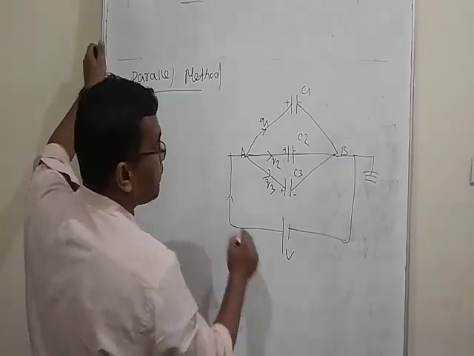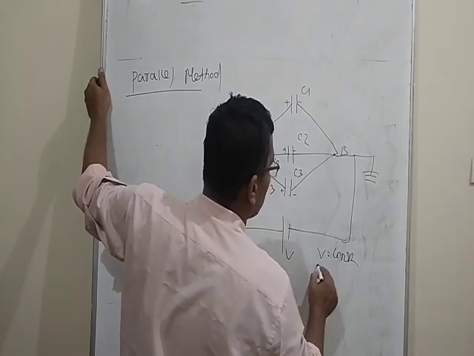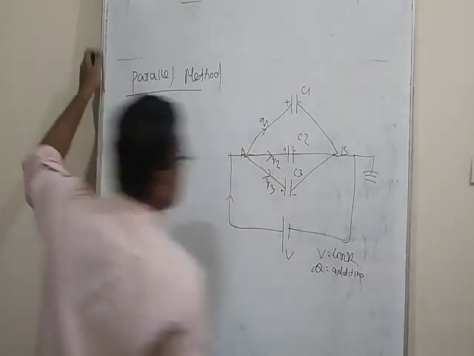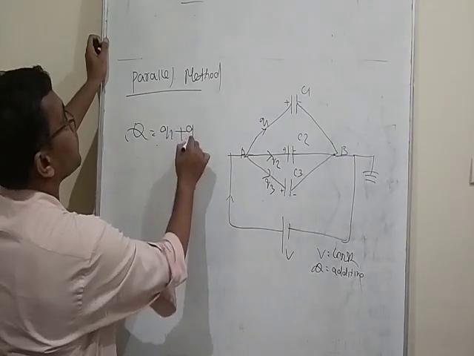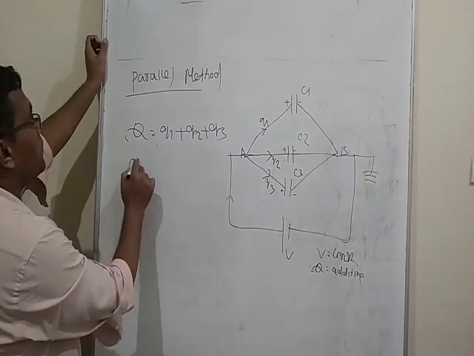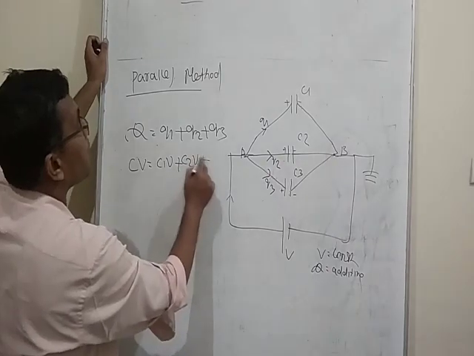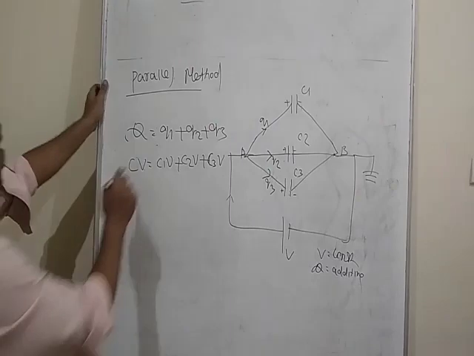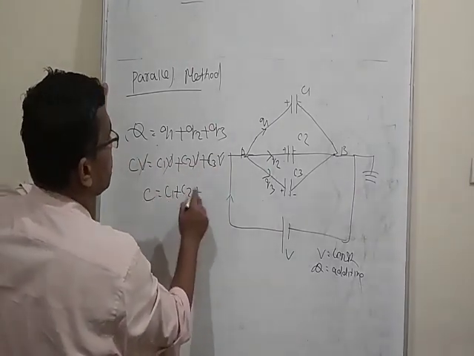In the parallel method, the total charge: V is constant and Q is additive. The total charge Q equals Q1 plus Q2 plus Q3. So Q is equal to CV, so Q equals C1V plus C2V plus C3V. But V is constant, so cancel V on both sides. So C is equal to C1 plus C2 plus C3.